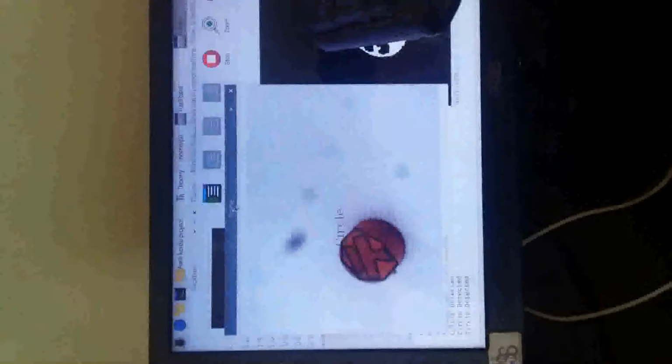So now I am going to take another object. When I place rectangle, then the motor moves in clockwise direction, and this gives the message that rectangle is detected. This is the rectangle.